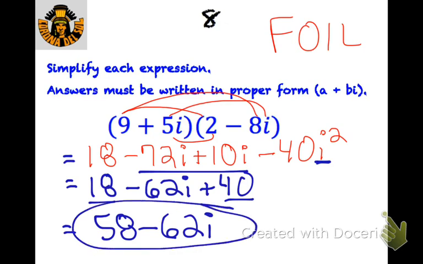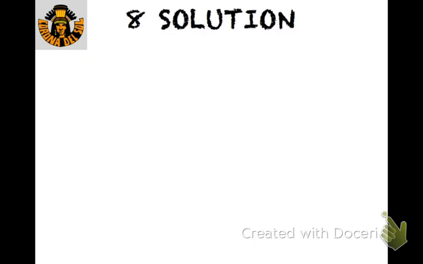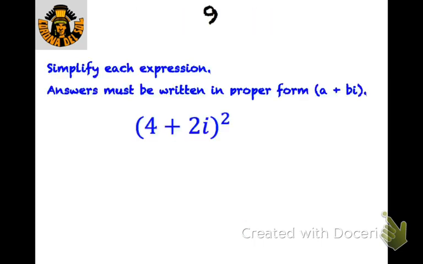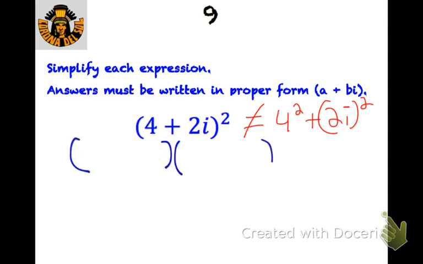All right. Our next one, we got, let's see. All right, so this one, it's squared. So remember, this is not equal to 4 squared plus 2i squared. That's a common mistake. So what we do instead is we take the time to rewrite this. So we do 4 plus 2i, 4 plus 2i. Now we do it like normal. We're going to FOIL it out.